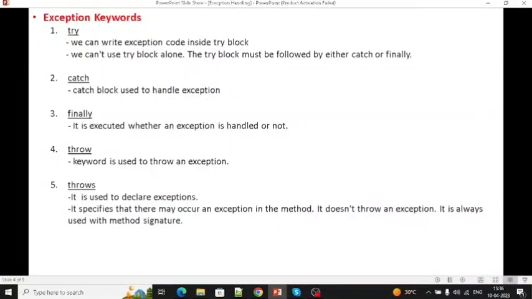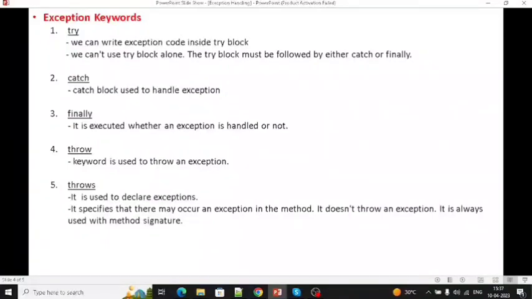In Java, we have 5 keywords related to exception. First one is try. We can write exception code inside this try block. We can't use try block alone. Try block must be followed by either catch or finally.